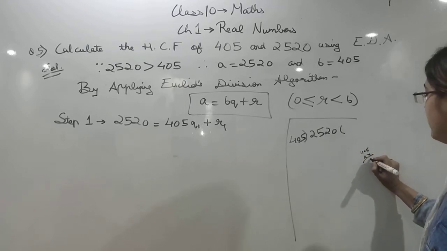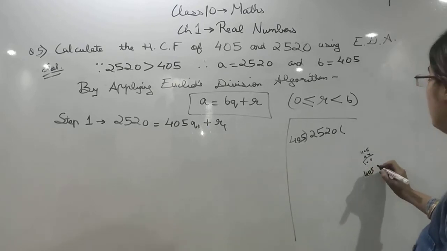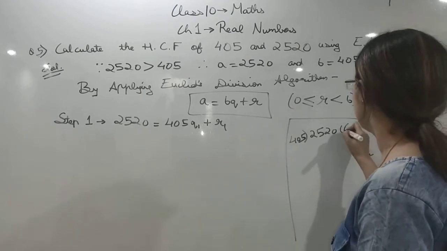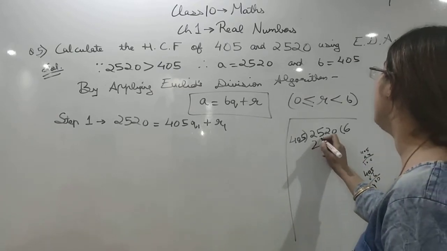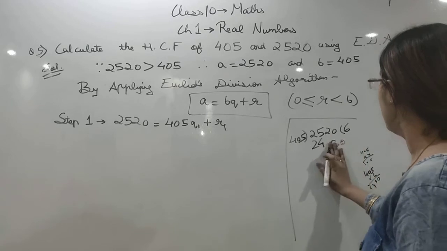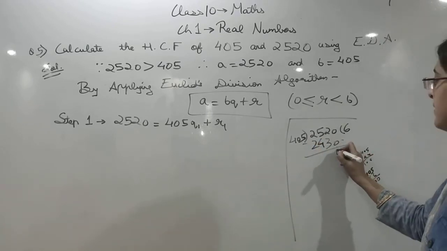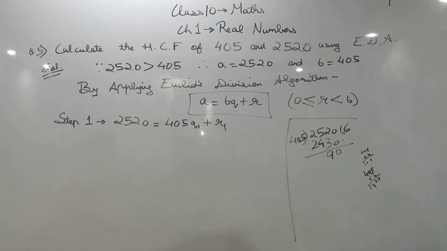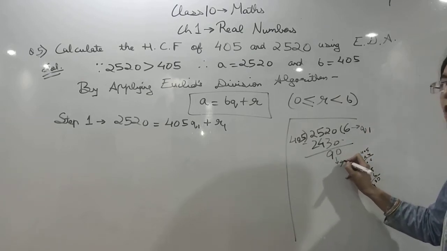All of you check by which number it will go. Okay, it will go by 6. 405 times 6 is 2430. Okay, 2430. What will come here? 90. So this is your Q1 and this is your R1.